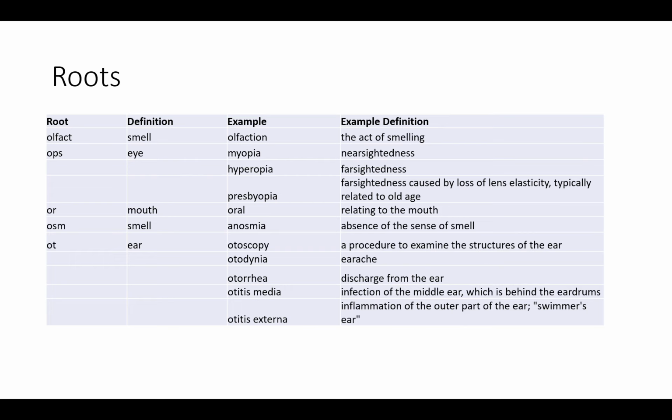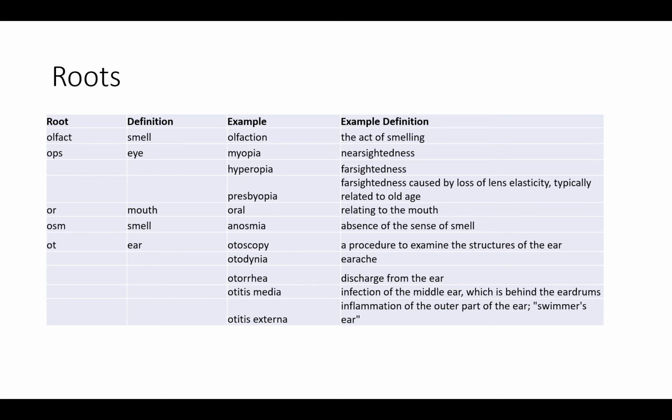Olfact means smell. Olfaction means the act of smelling. Op means eye. Myopia refers to nearsightedness, hyperopia to farsightedness, and presbyopia to farsightedness caused specifically by loss of lens elasticity, typically seen in old age. Or means mouth. Oral is relating to the mouth. Osm means smell, and anosmia is absence of the sense of smell.